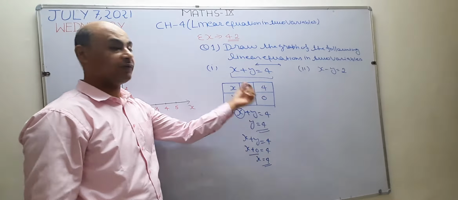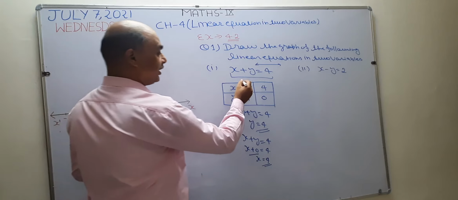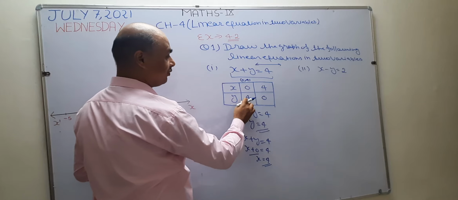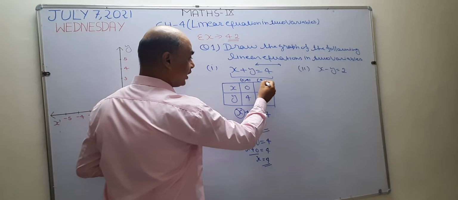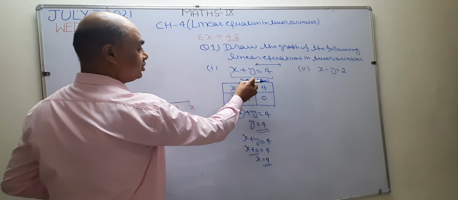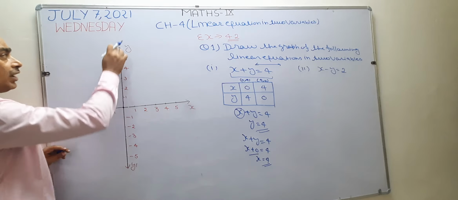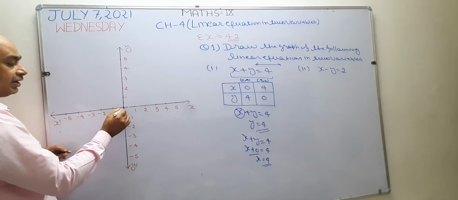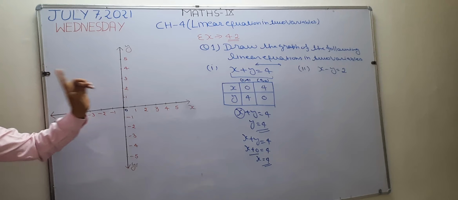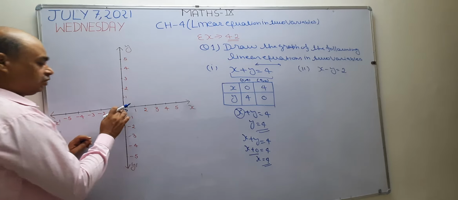Now I want to draw the graph of this equation. This can be written as 0 and 4. We have to find the value of x first, after that the y value. Similarly, this becomes 4 and 0. Now I want to draw the point 0 and 4. I want to take x0. As you know, when two lines intersect each other, this point is known as the origin. At origin, the values of x and y both are 0. So x0 is here.